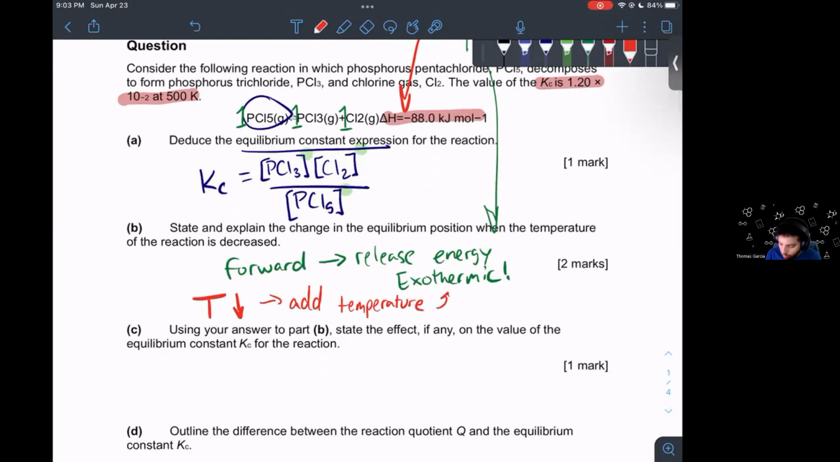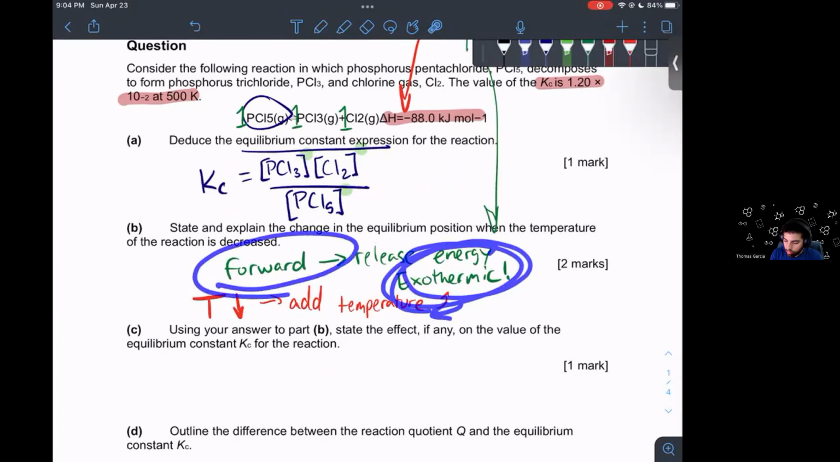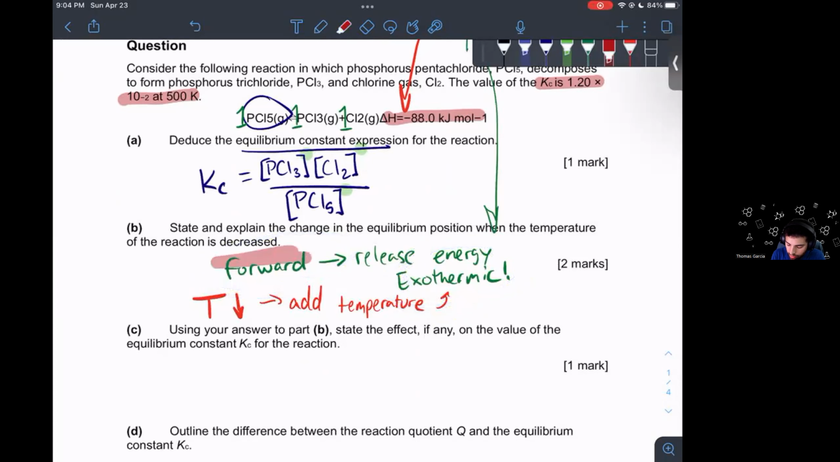We know that when an equation is exothermic, it's going to release energy. That energy is in the form of heat. So we know this reaction is forward. So our answer is forward. You get the marks honestly just saying forward, but you should note that it is exothermic, because it says state, that's 1 mark, explain, that's your 2nd mark. So forward and release energy, exothermic, 2 marks.